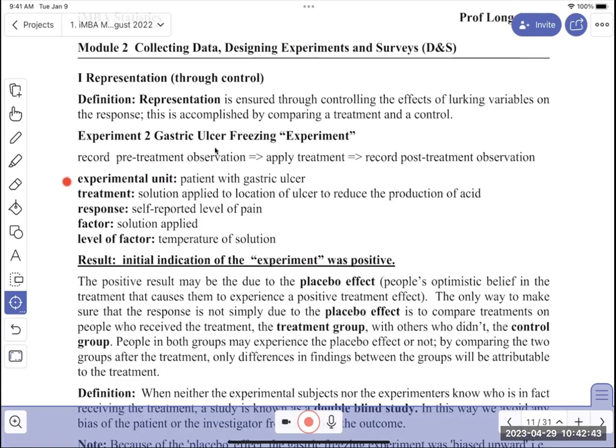All right, so let's break it down into the parameters, or the elements of the experiment. We have the person with the ulcer, the treatment of the solution applied to the location of the ulcer to reduce the production of acid. And this solution is like a cooling solution, or freezing, right? Ulcer's freezing, so it should cool the area. The response is the self-report level of pain, and the factor is the solution applied, and the level will be the temperature of the solution.